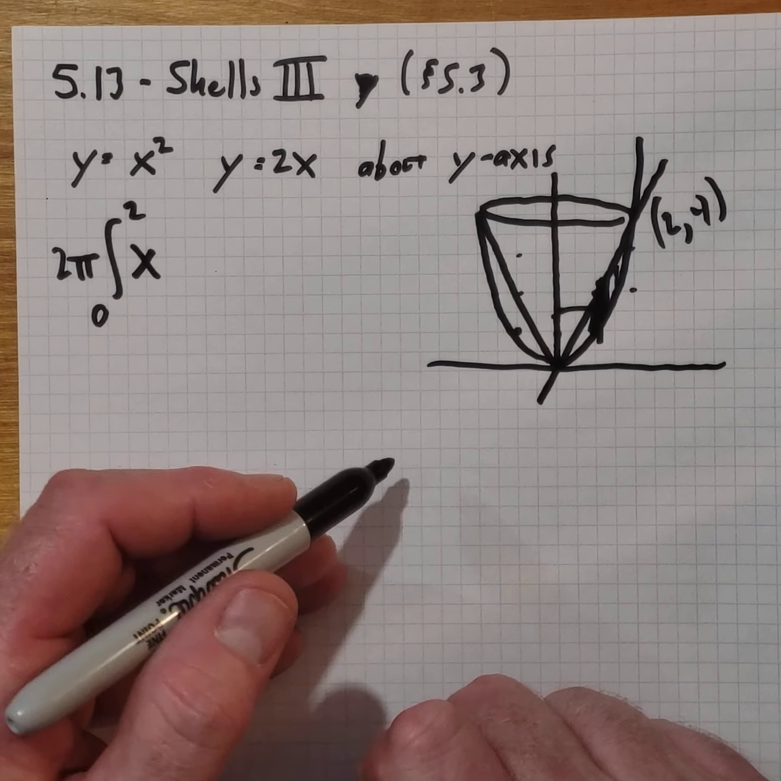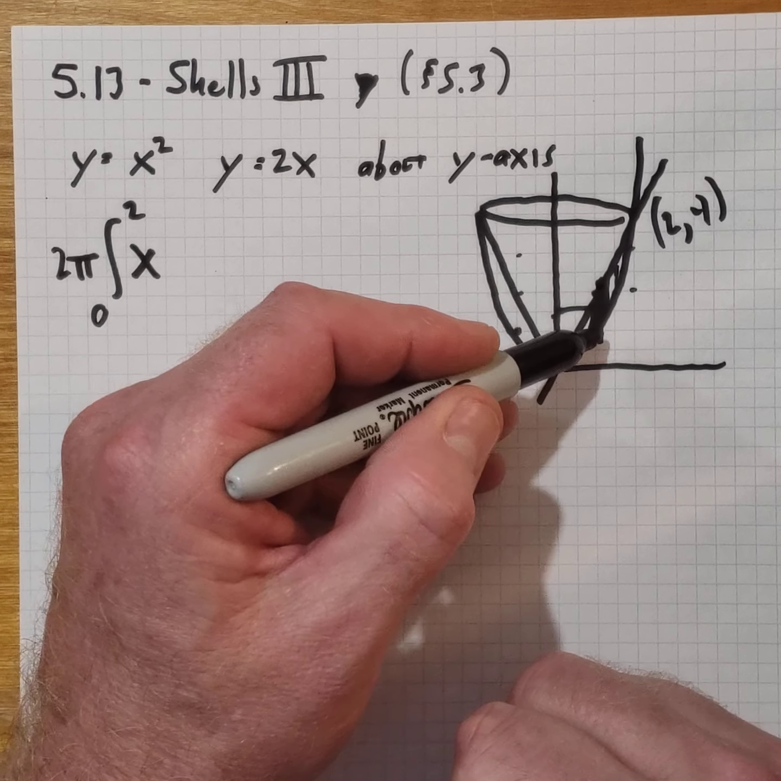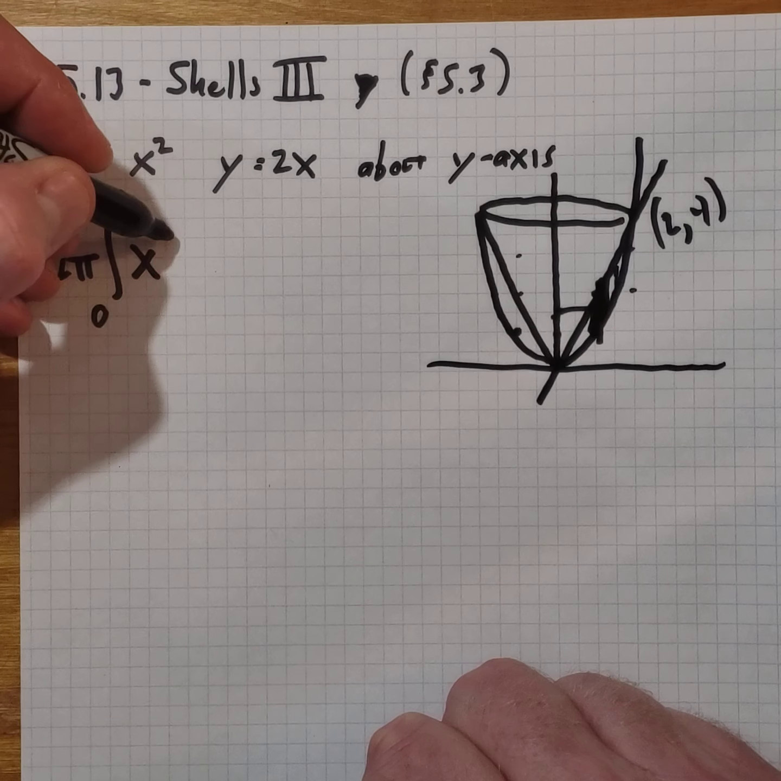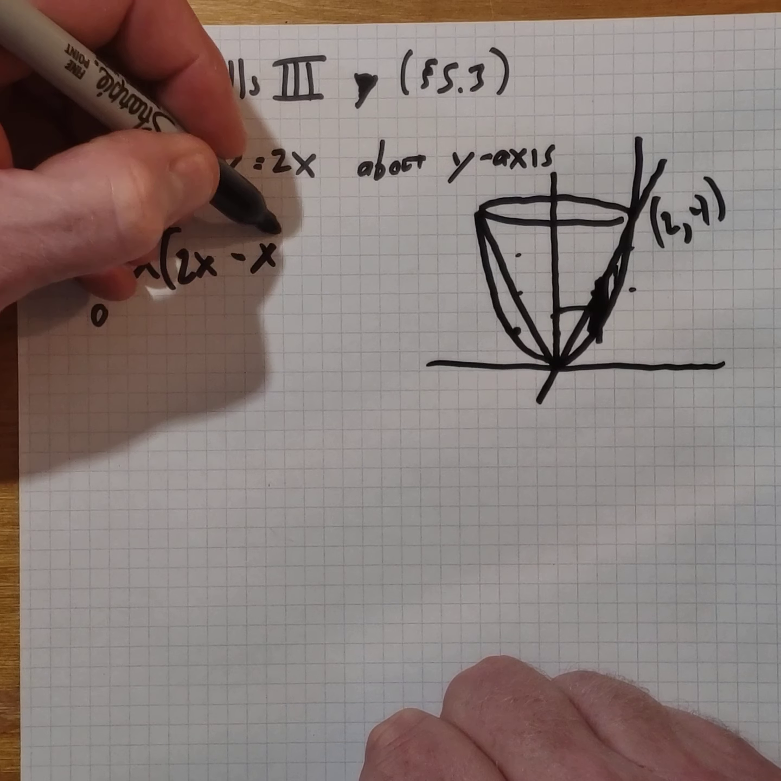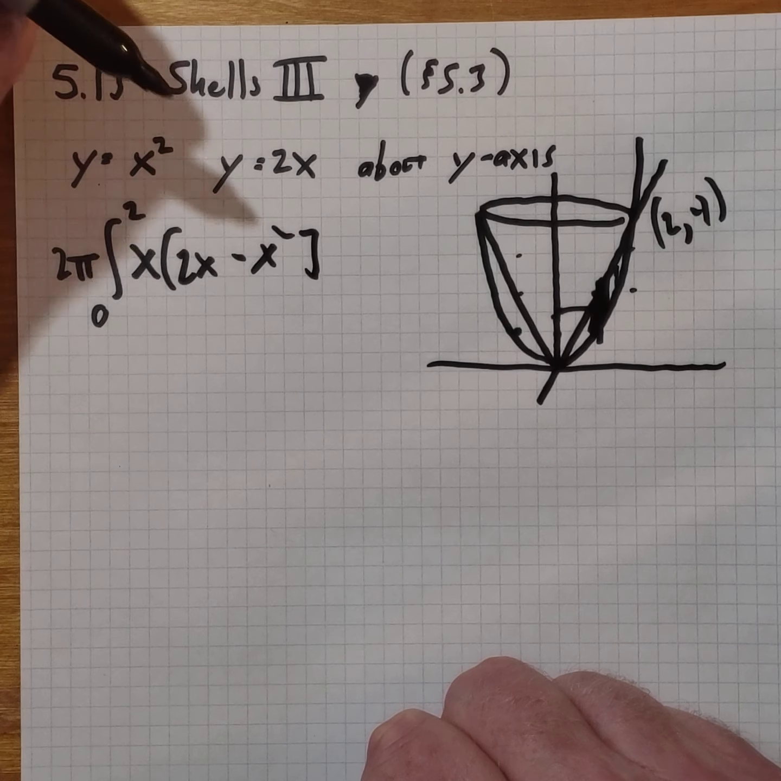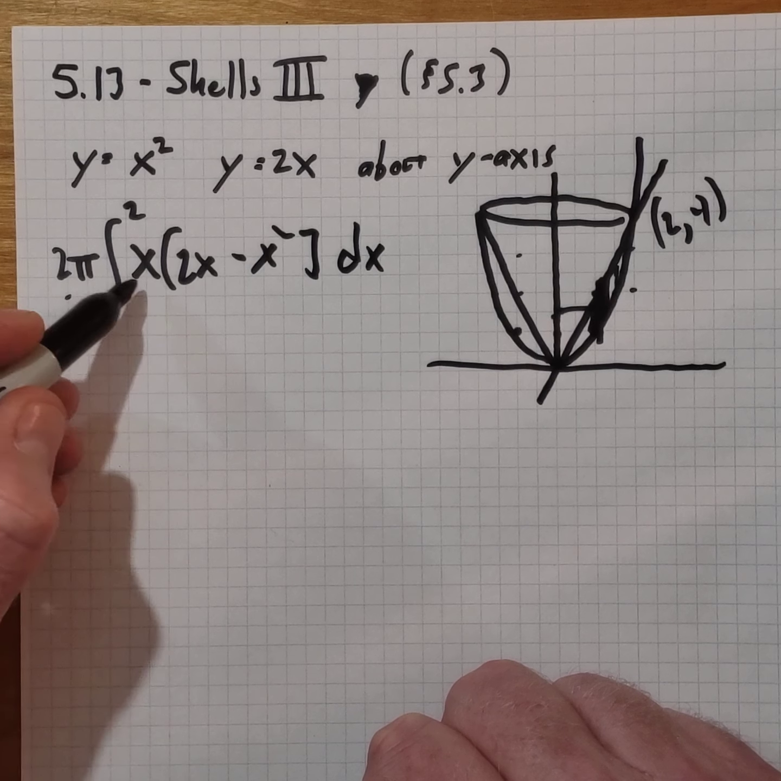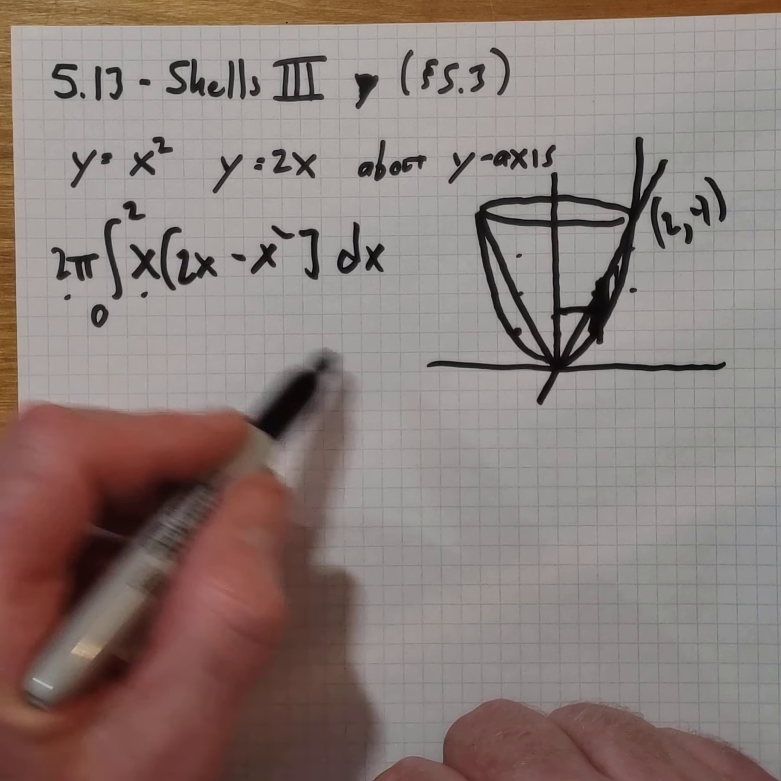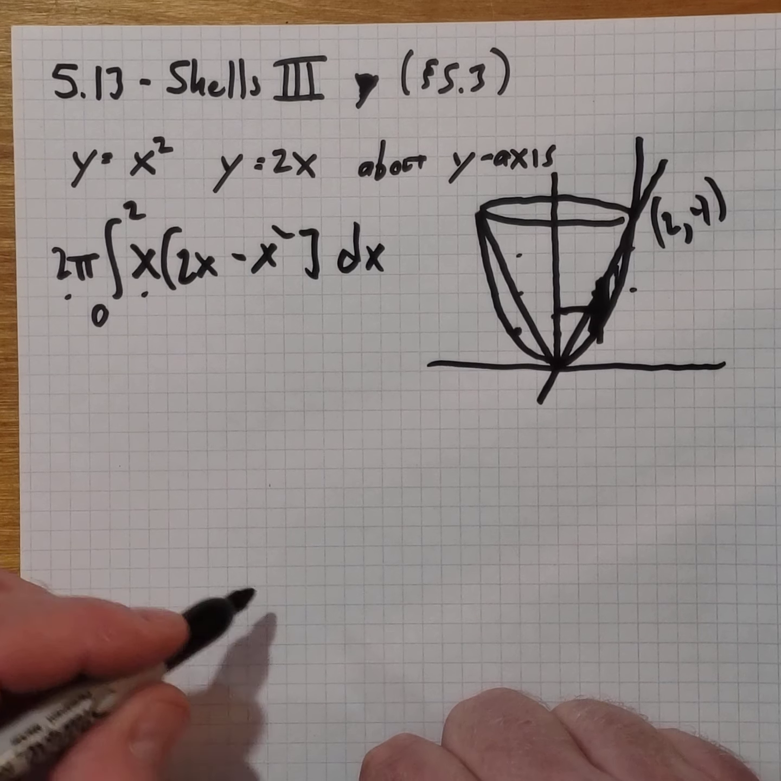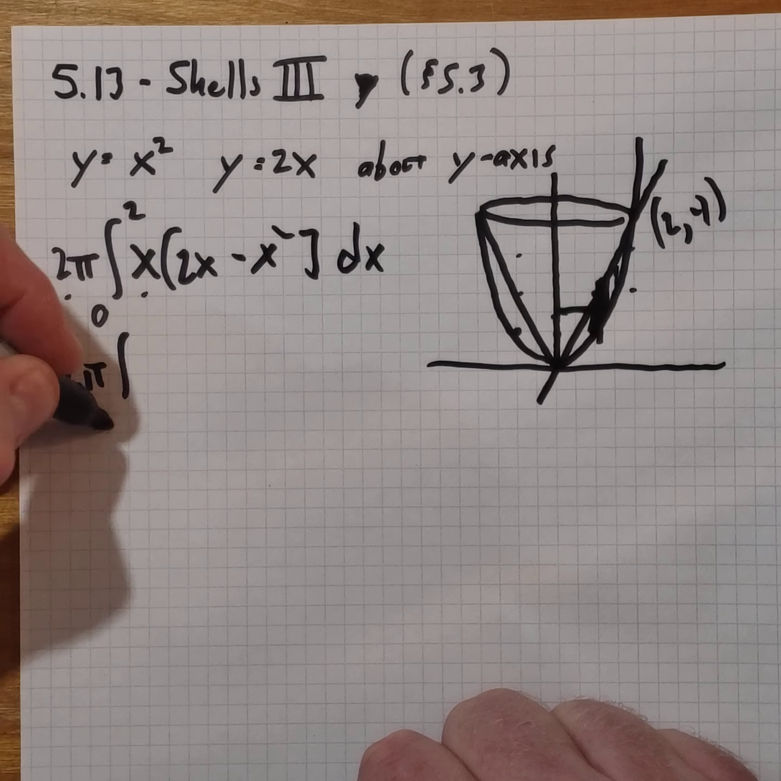It's like what we did in section 5.1: the function on the top minus the function on the bottom. So it's going to be 2x, the top curve, minus x squared, the bottom curve, dx. Okay? 2 pi, the radius, how far the cylinder is away from the axis of rotation, and then the height of the cylinder. I'm going to work this one out. These get a little tedious.